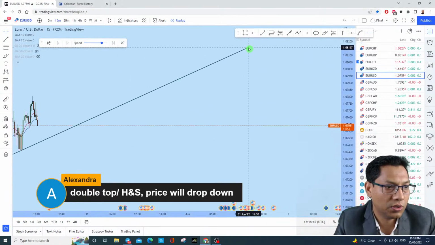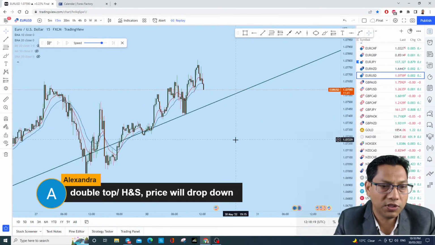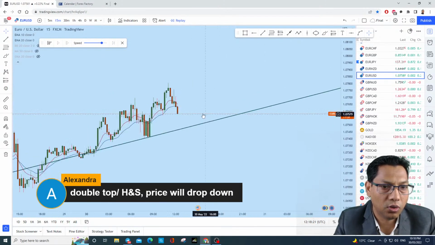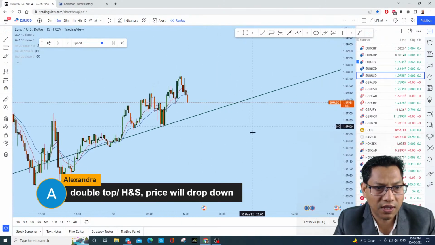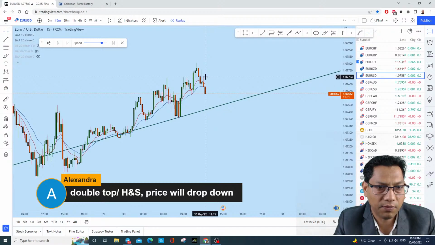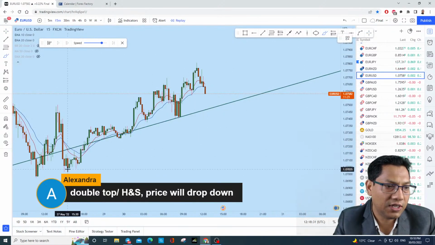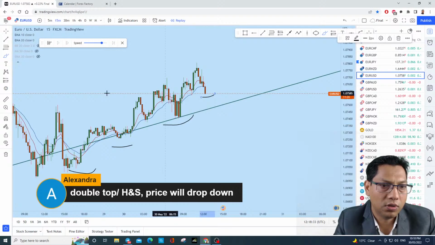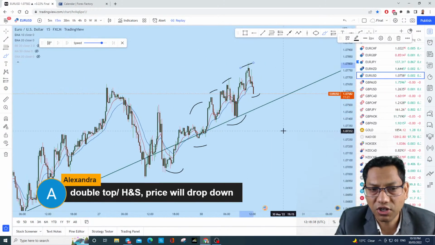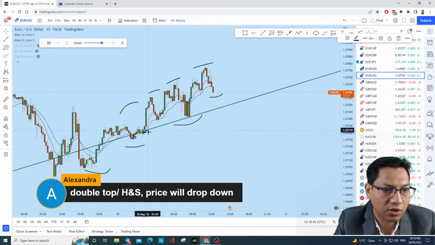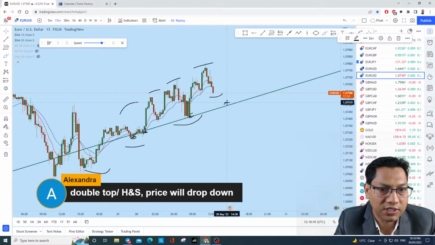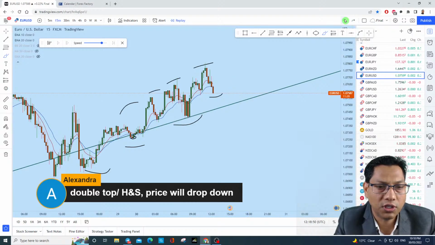Let me draw this one. So from this zone, though it has created a kind of head and shoulder pattern, I don't think it will affect, because you see the price is creating a series of higher lows and higher highs. That's what you always need to care about, the market structure. So when you see this, wait for the price to come back to this trend line and create this kind of pattern, and then from here go for a long opportunity.